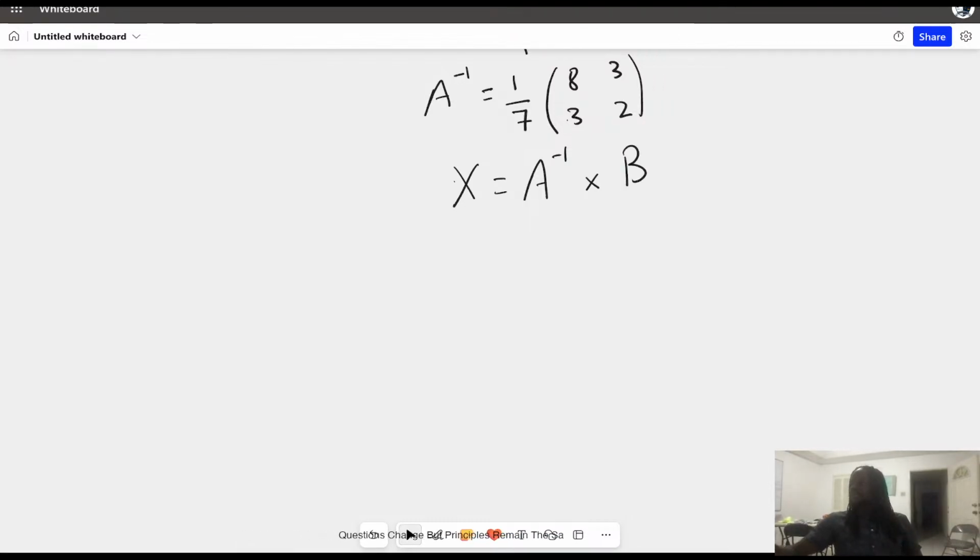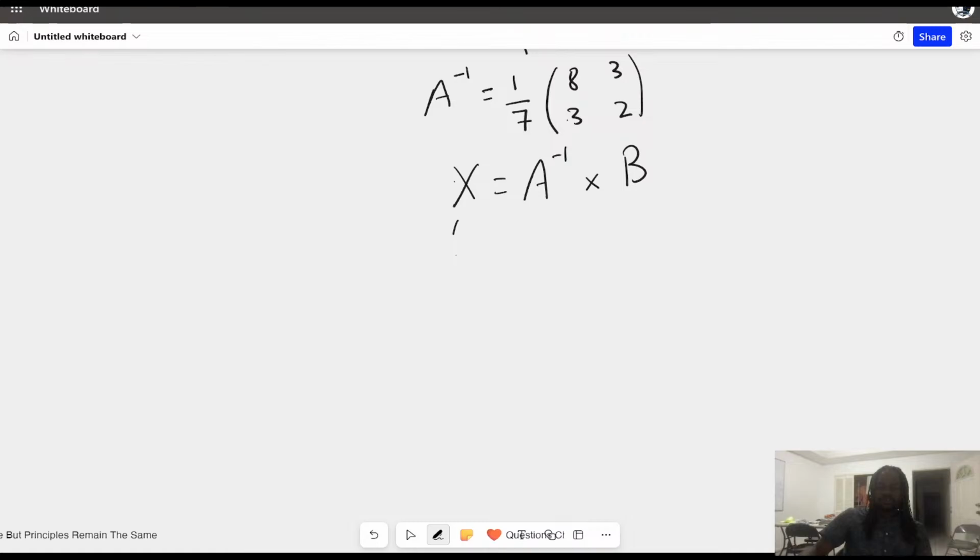So write it in matrix form. Once you have written it in matrix form, then what do you do next? You find the inverse. Once you have found the inverse, you can now work it out using the formula that you see right here. Alright, so what is X?